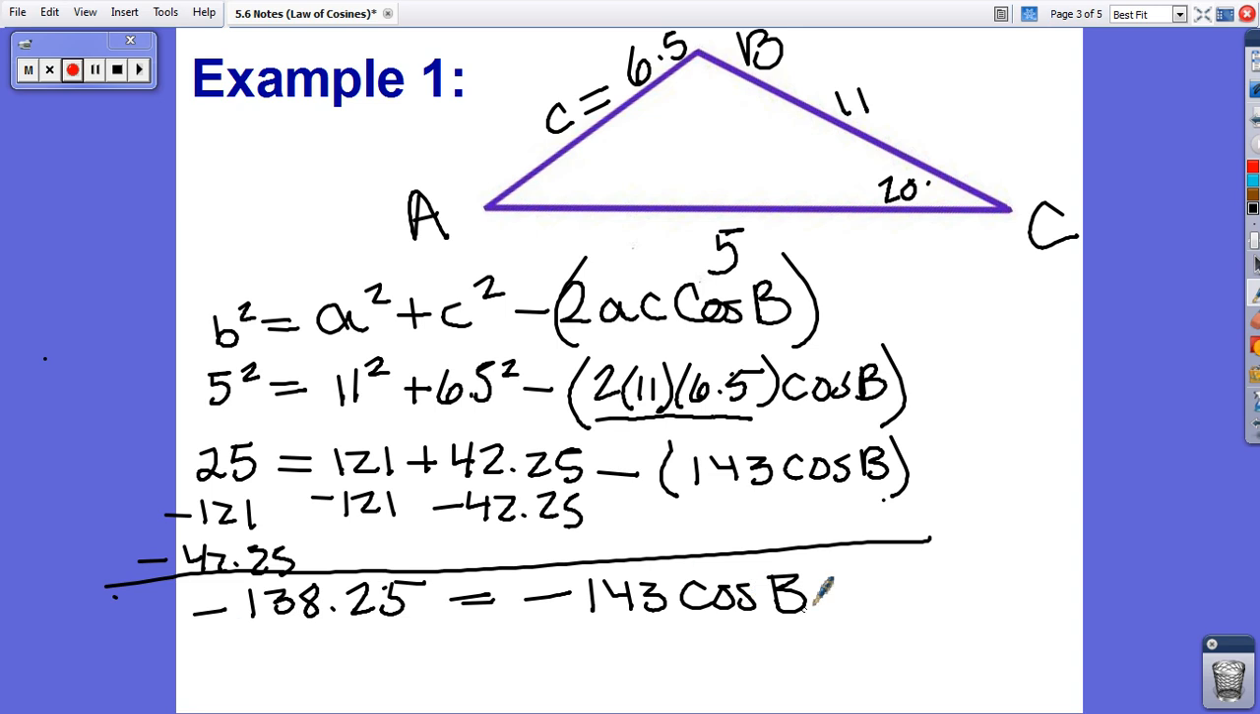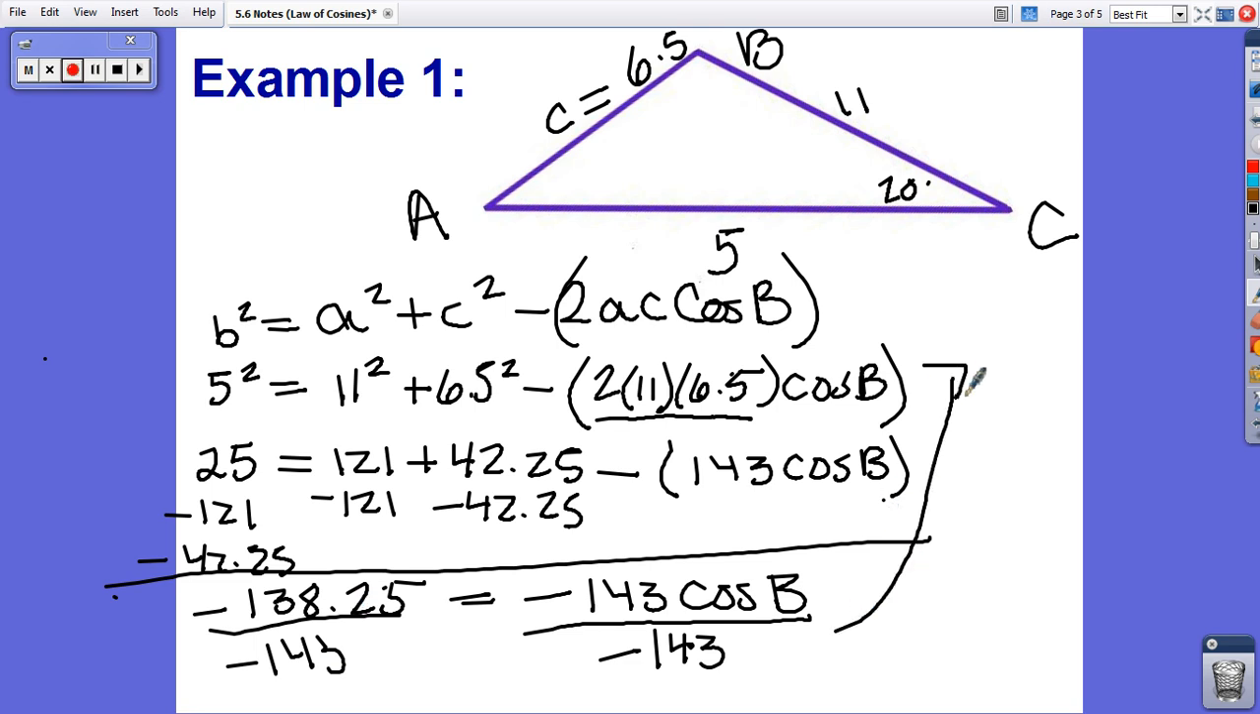Because in order to solve for cosine of b, we're not going to add 143. You would divide by negative 143. Divide by negative 143. And you end up getting something like, I'm going to go up over here, you get that cosine of b is equal to 0.966, something like that. You can leave it in your calculator.